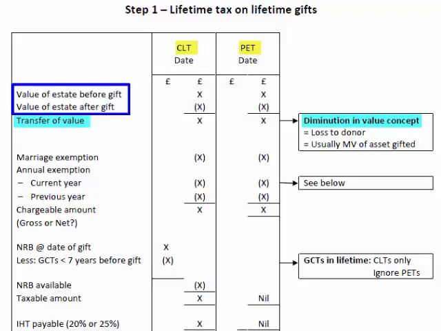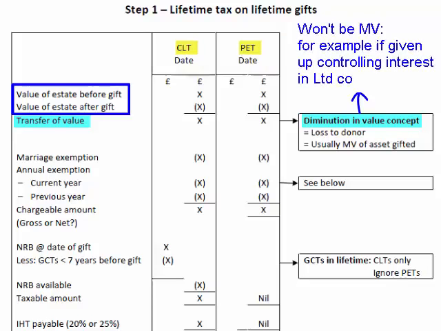The situation in which that might be different from the market value of the asset gifted would be, for example, where they've given away shares and reduced their shareholding from a controlling interest to a minority interest. There are other limited examples. For example, if you gave away one of a set of assets, but shares is the most common scenario where you will see the diminution in value concept applied.